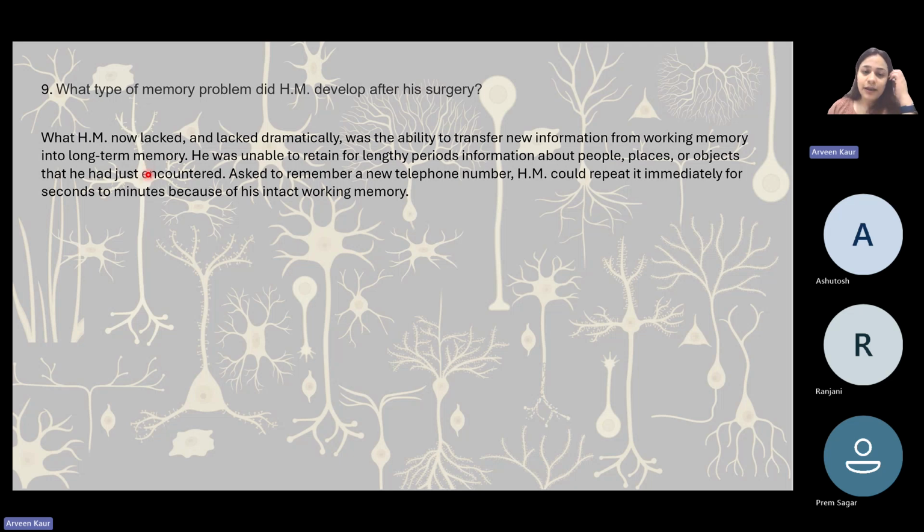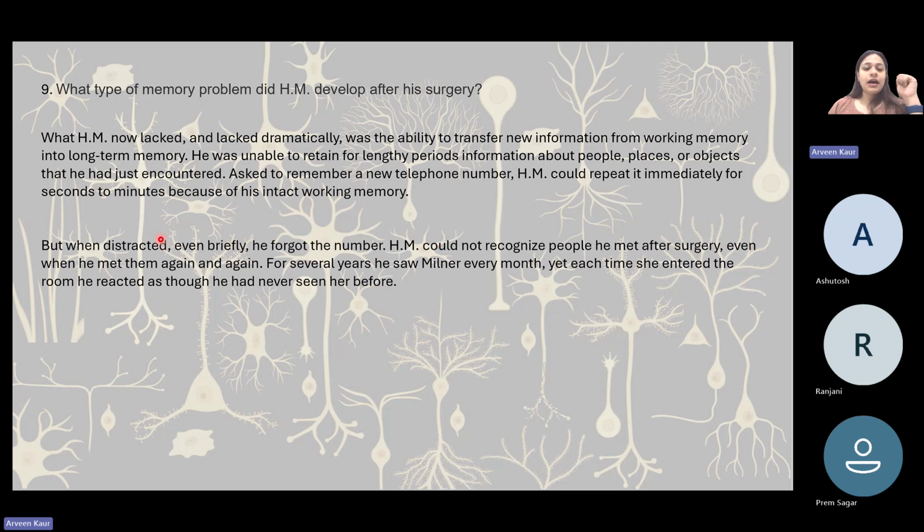he had just encountered. When asked to remember a new telephone number, he could repeat it immediately, for seconds to minutes, because of his intact working memory. However, when he was distracted, even briefly, he forgot the number, and he could not recognize people he met after the surgery, even when he met them again and again, right? So that short-term working memory was there, but it was not getting locked into his brain as a memory that is retained, a long-term memory, right?